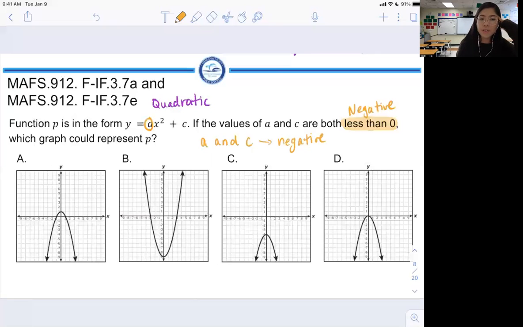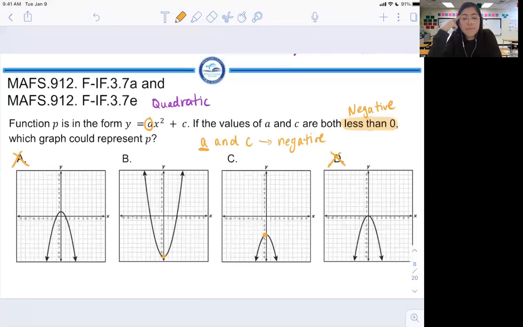Now, which of these answer choices can I eliminate? A is out and D is out. Awesome. C and D are still in. Both of these have a negative y-intercept. Well, we also know that a has to be negative. What does a tell us about the function? The way it's gonna face?